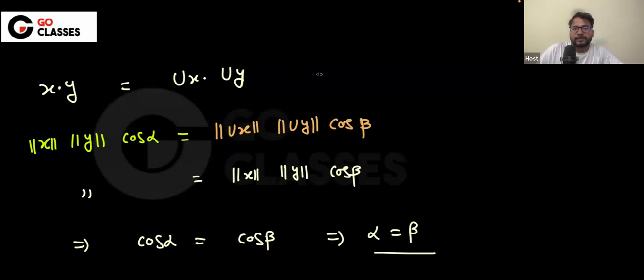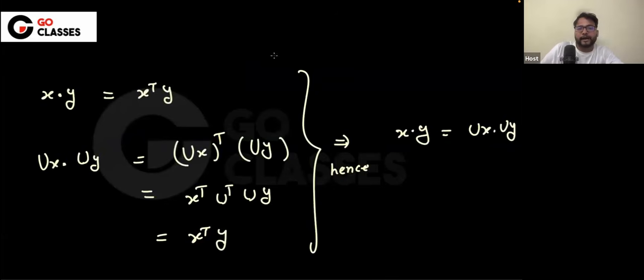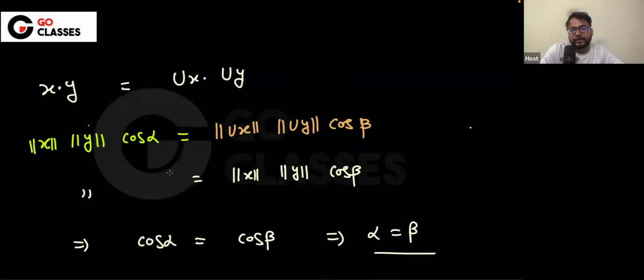So what is happening here? I just proved that the angle is also the same. Alpha is the angle between x and y. Beta is the angle between ux and uy. And we have just proved that the angle is also the same. In conclusion, we have length preservation and angle preservation.